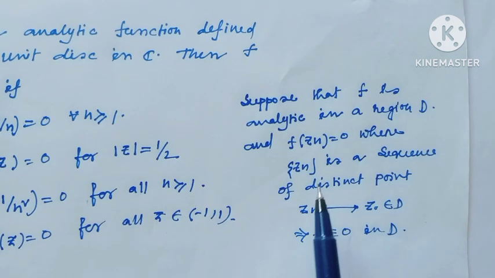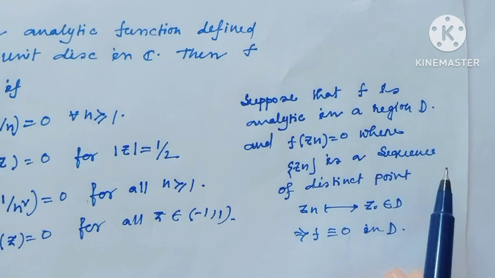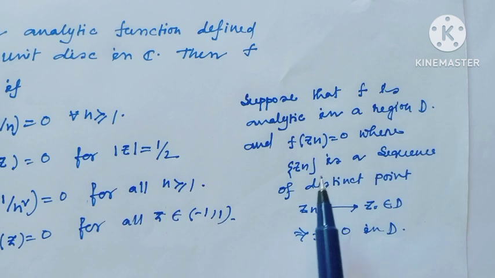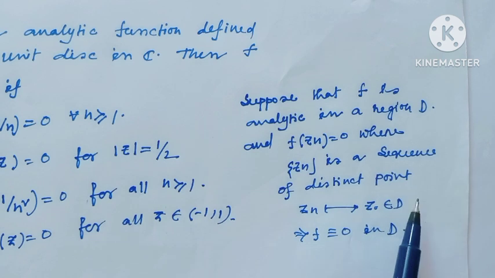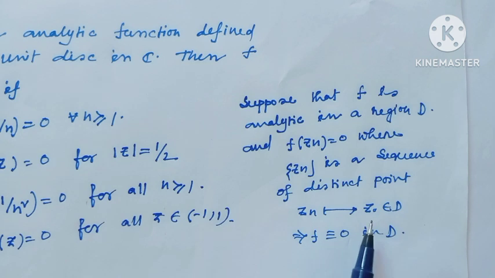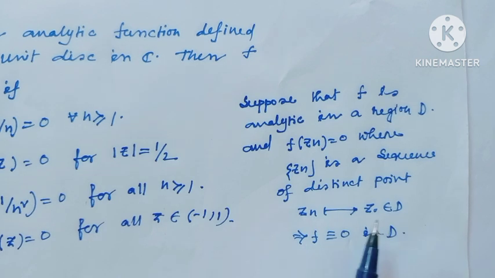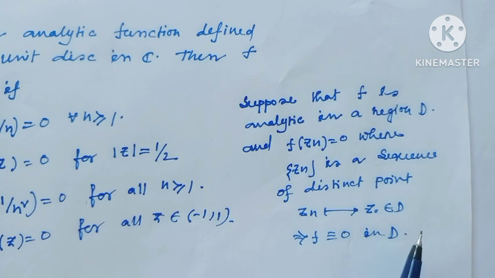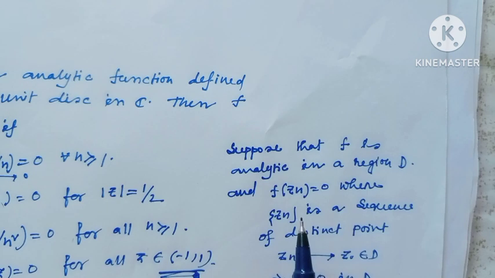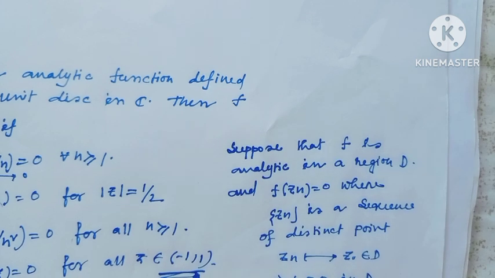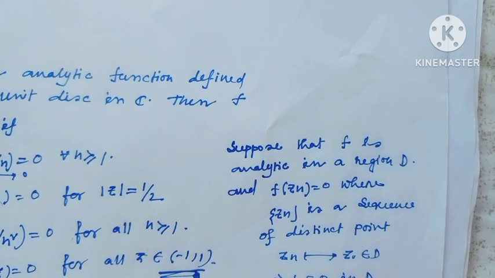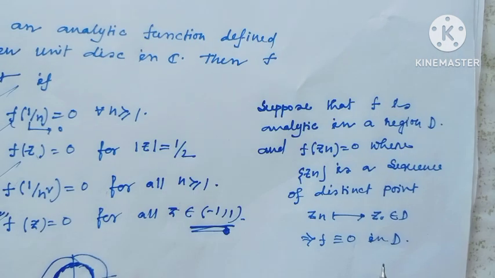First, know the identity theorem. Suppose that f is analytic in a region D and f(zn) equal to 0, where zn is a sequence of distinct points such that zn goes to z0 which belongs to D. Then we can tell f is identically 0 in the domain. That means our approach is, if the limit point of the sequence belongs to the domain, then f is identically equal to 0 by the identity theorem.